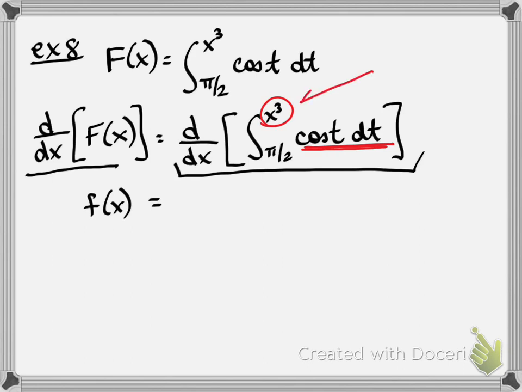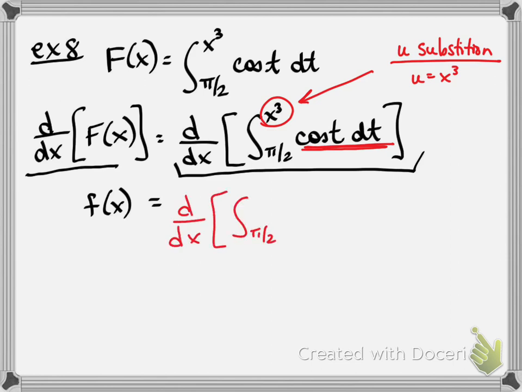Since we wanted that to just be x, but it's x to the third, we're going to do something kind of tricky. It's called u substitution. Our entire 4.5 section is about u substitution. So we're going to let u be x to the third. So then this is the derivative with respect to x of the integral from pi over 2 to u of cosine t dt. Everything is still great for the second fundamental theorem of calculus.